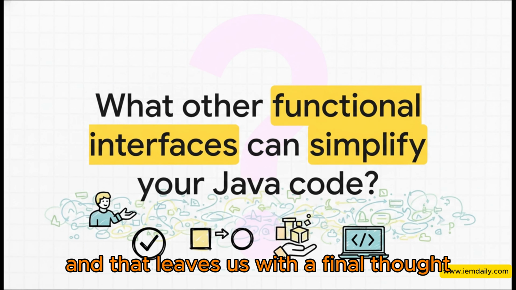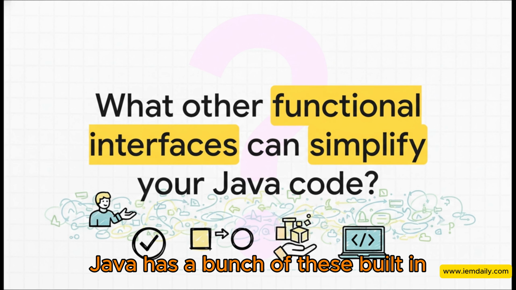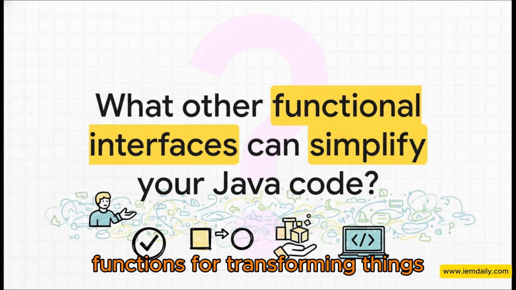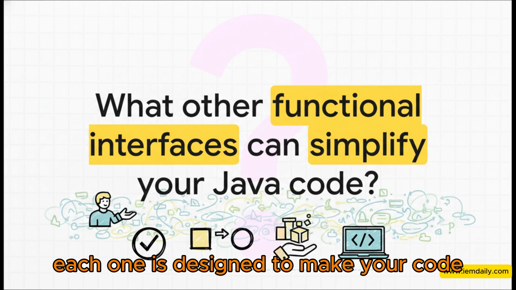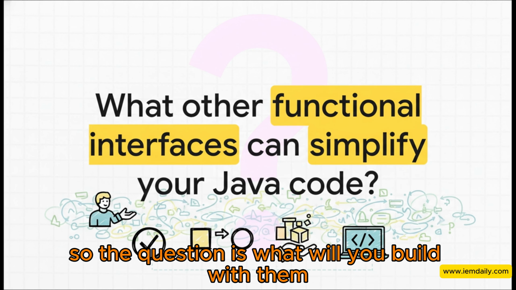And that leaves us with a final thought. Consumer is just the beginning. Java has a bunch of these built-in functional interfaces, like Predicates for testing things, Functions for transforming things. Each one is designed to make your code more powerful and expressive. So the question is, what will you build with them?